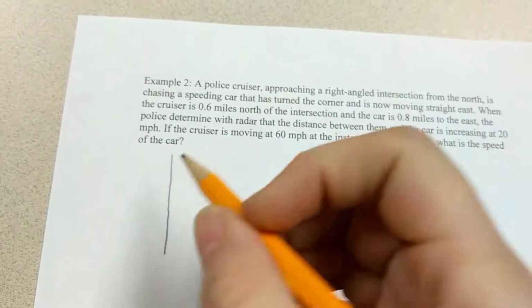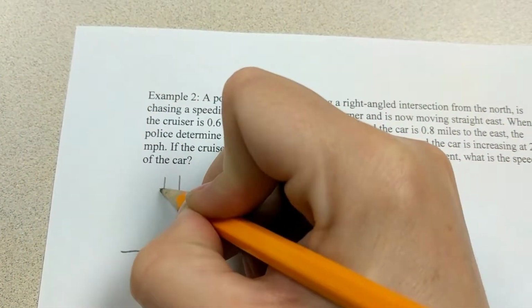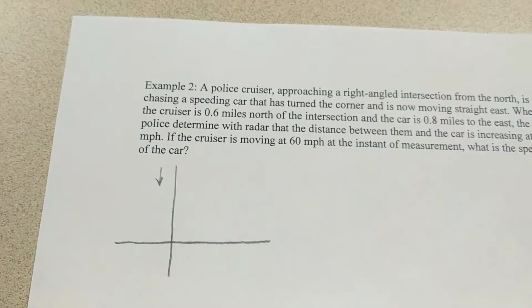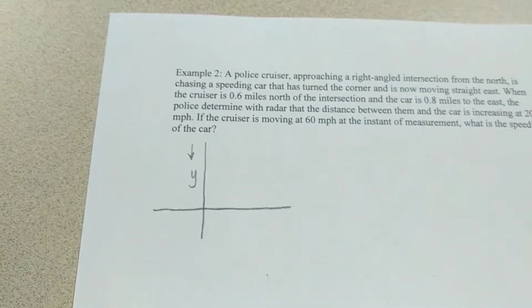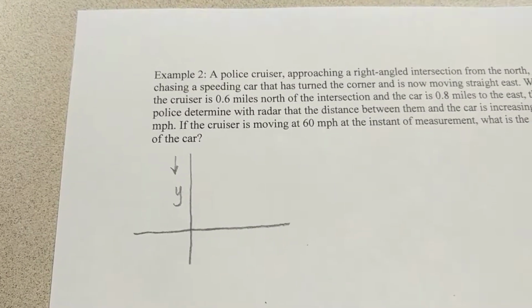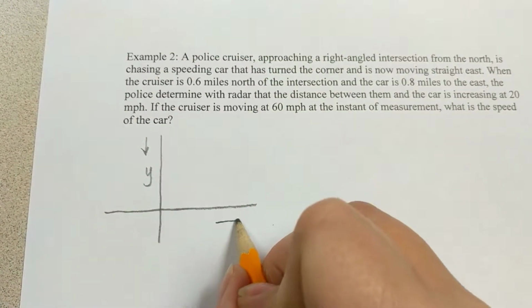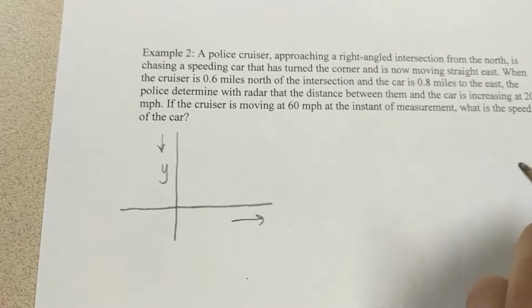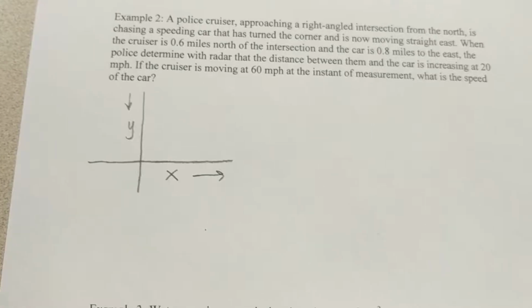we've got a car approaching an intersection, and it says the car is approaching from the north. So that means it's traveling south. We're going to call that the police car. That's going to be my Y value. And then we've got the crook, I like to call it the robber, has turned the corner and is heading due east. So it's heading to the right, and that's going to be my X value.